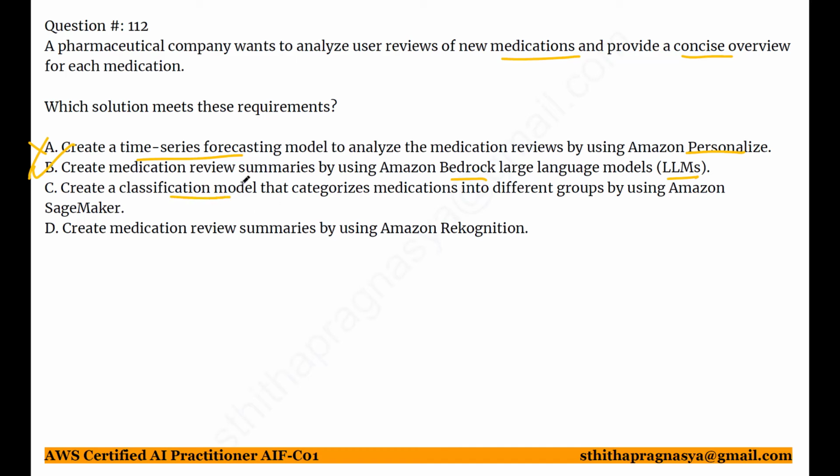A classification model categorizes data into predefined classes or groups. While it could group medications based on review content, it does not generate summaries and it is not suited for the specific requirement. So forget about it. This focuses on categorization, not summarization.